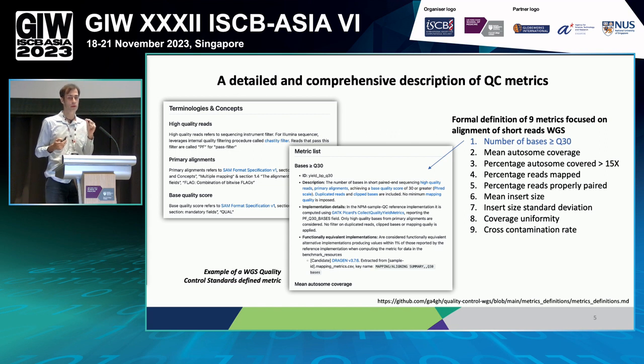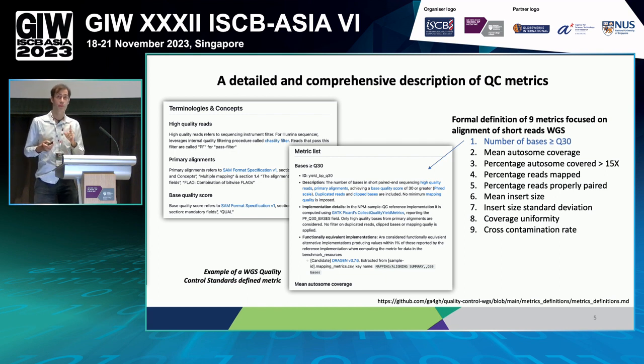We also have information about implementation. We describe one implementation to compute these metrics, and we are also suggesting some different tools and assessing whether the different tools are functionally equivalent in computing the same metric and respecting the same definition. So our first deliverable is a formal definition of the metrics on which everyone agrees.